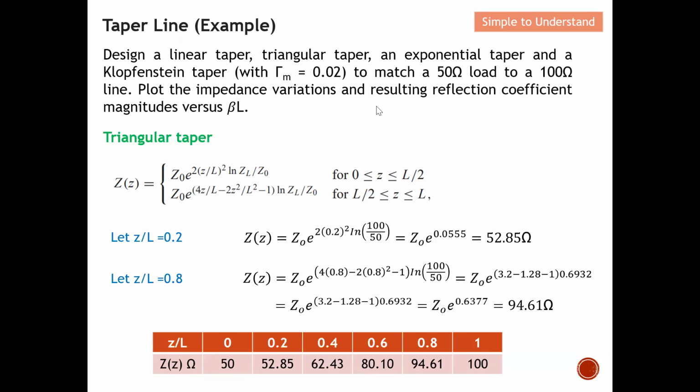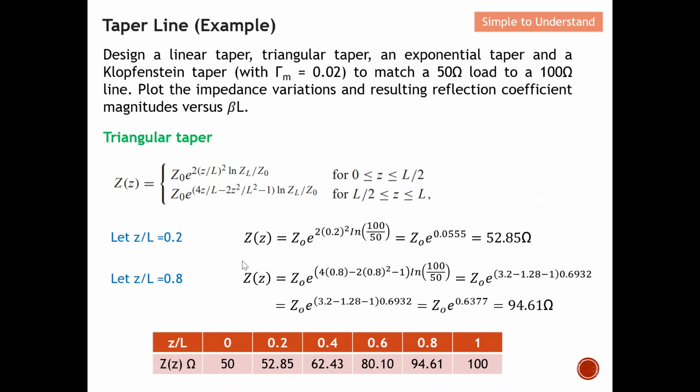Imagine this. The length of the impedance matching section is from 0 all the way to L. So L/2 means half. Let's say if we design this in the ratio z/L, half will be at 0.5, as you can see that the full ratio will be all the way from 0 to 1. So if half, we will be at 0.5. Therefore, for 0, 0.2, and 0.4, we will use this equation. As for 0.6, 0.8, and 1, we will use the second equation.